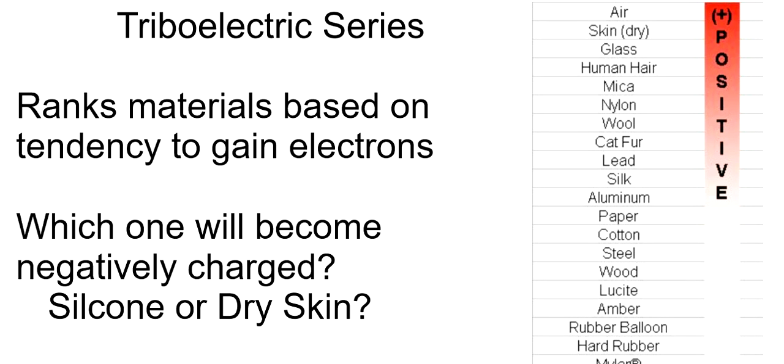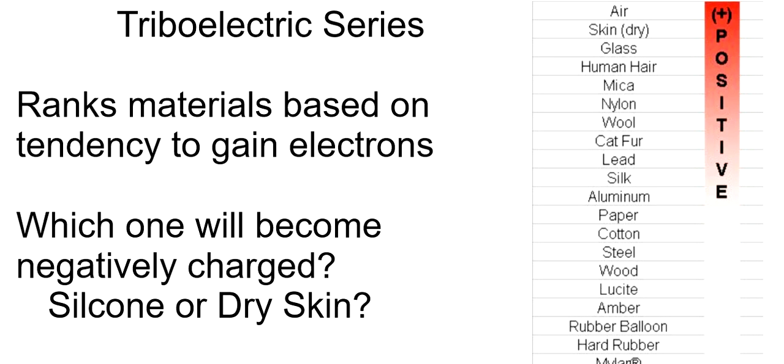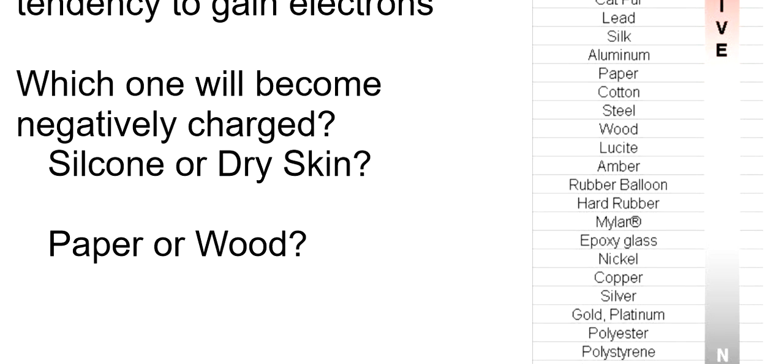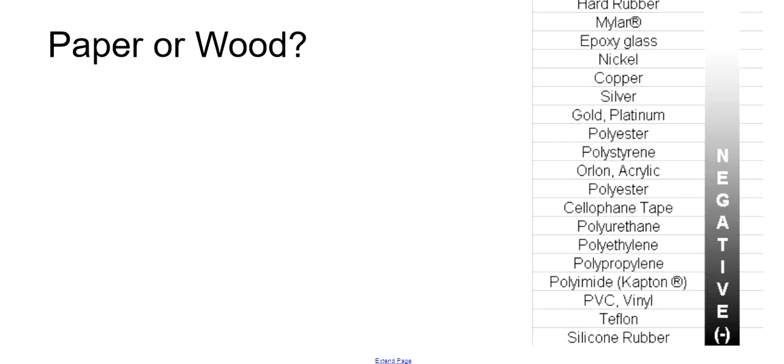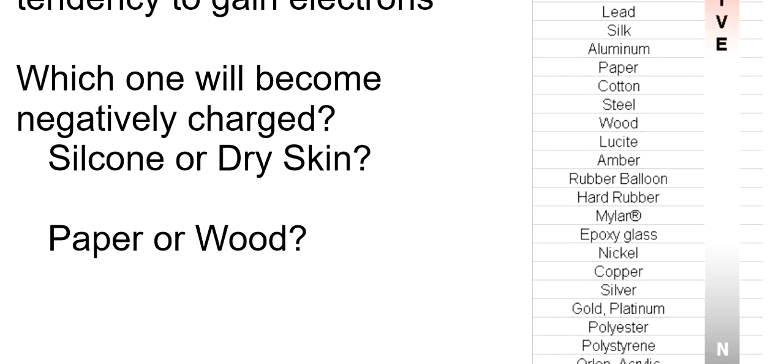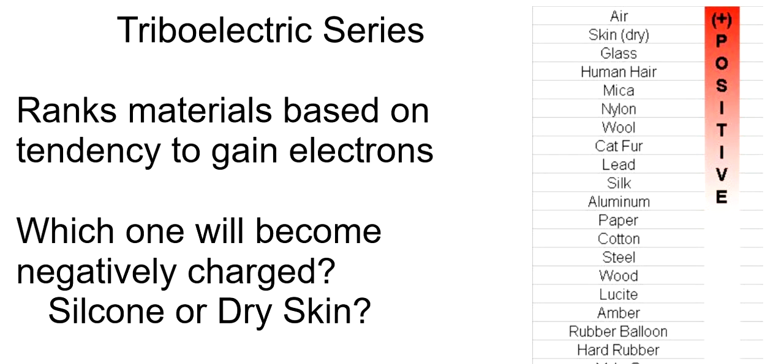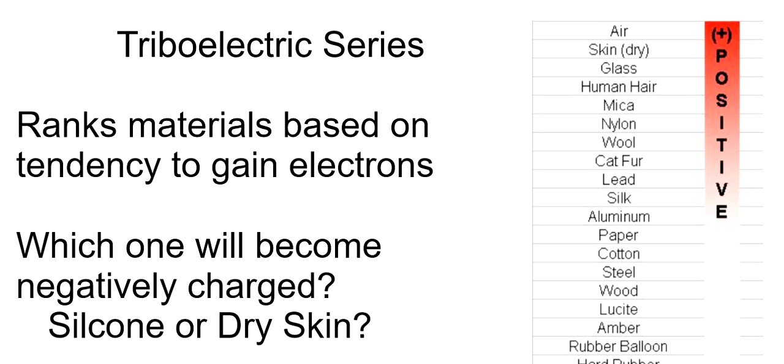So for instance, which one will become negatively charged, silicone or dry skin? Well, silicone, where is silicone? Silicone, I believe, is down here. Silicone rubber right down there at the bottom. And dry skin is somewhere on here. Oh, right there. It's positive. And so the dry skin would become positive because it's higher on the Triboelectric Series. It's that simple.